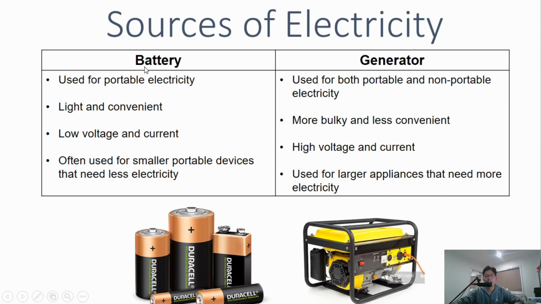A downside of the battery, however, is that it only produces a low voltage and current, whilst generators produce a high voltage and current. This means that batteries often can't be used to power up stuff in our house, such as our TV or fridges and other electrical appliances, because it simply won't provide a high enough voltage and current. So batteries are therefore often used for smaller portable devices, like I said, our mobile phones or laptops or anything in that range, and generators are used for larger appliances that need more electricity.